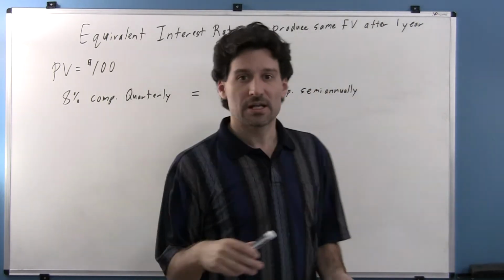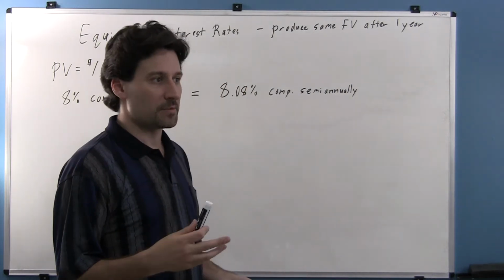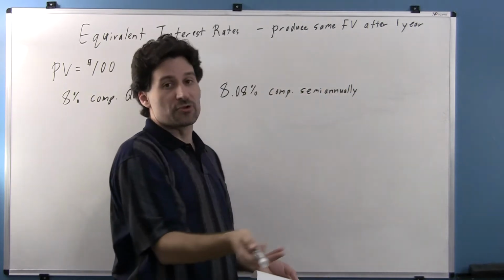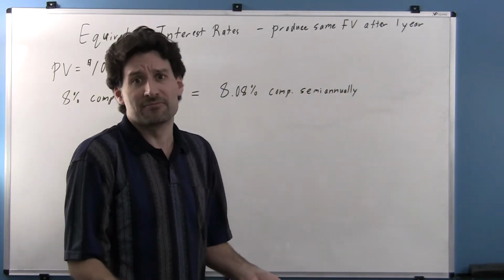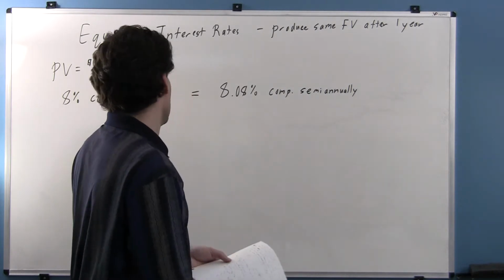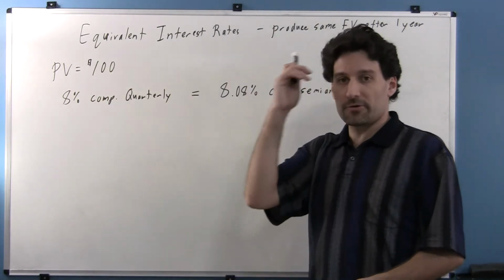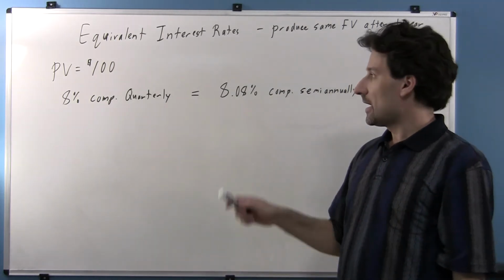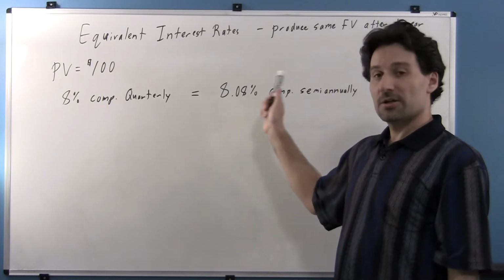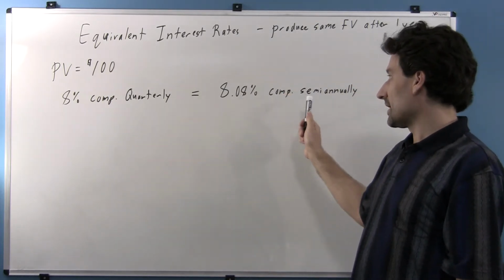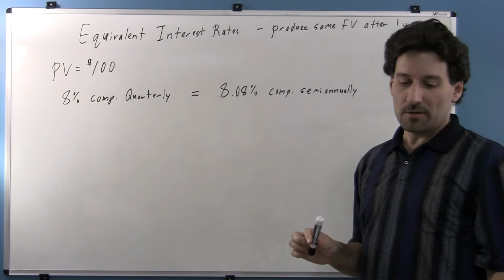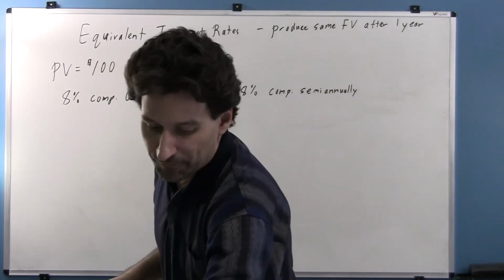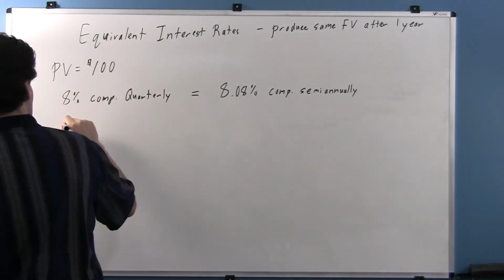So equivalent interest rates, same concept as effective interest rates, except they don't all have to be annual. Equivalent rates produce the same future value after 1 year, or after any fixed amount of time actually. For some $100 investment, 8% compounded quarterly is actually equivalent or equal to 8.08% compounded semi-annually. I'm going to do this just with the formulas for a minute because it leads us into the formula derivation anyways. But just to show, let's prove it.